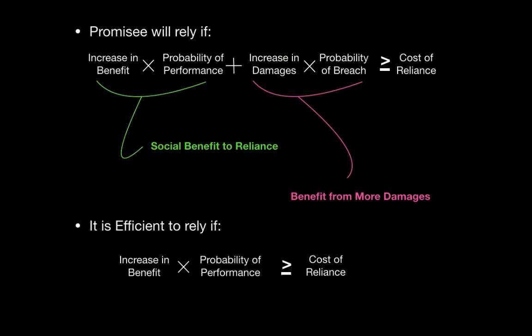It is efficient to rely if this equation holds. This utilizes just the first term of the previous equation. That is, it is efficient to rely if the social benefit is greater than the social cost of investment in reliance. If you actually calculate the numbers for Allison and Betty in this example, you will see that it is not efficient for Betty to rely. So we see here that expectation damages creates an incentive for Betty to over-rely.